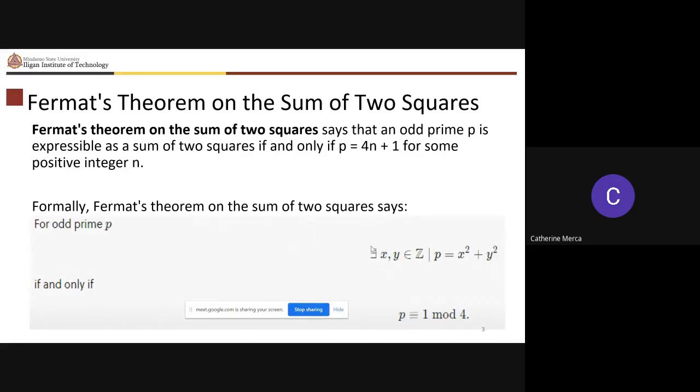Formally, Fermat's theorem is written as follows. For odd prime p, there exist x, y, elements of Z, such that p is equal to x squared plus y squared, if and only if p is congruent to 1 modulo 4. Meaning, if p is congruent to 1 modulo 4, then you can have p equals x squared plus y squared, or if p is equal to x squared plus y squared, then p is congruent to 1 modulo 4, because this is an if and only if statement.